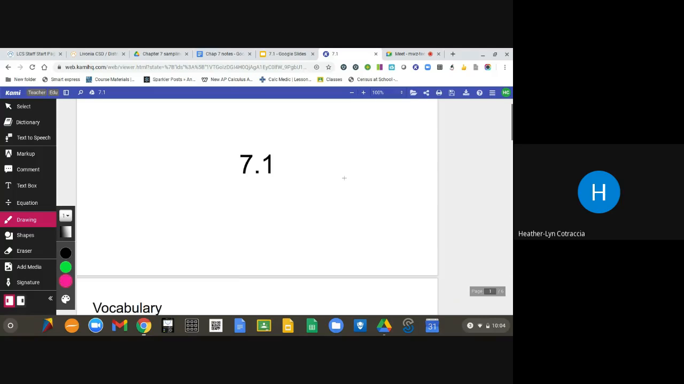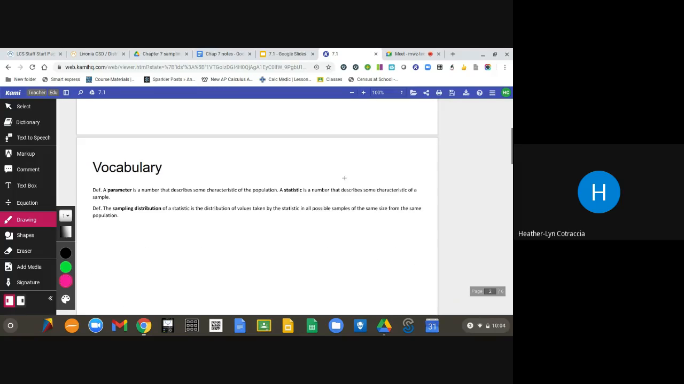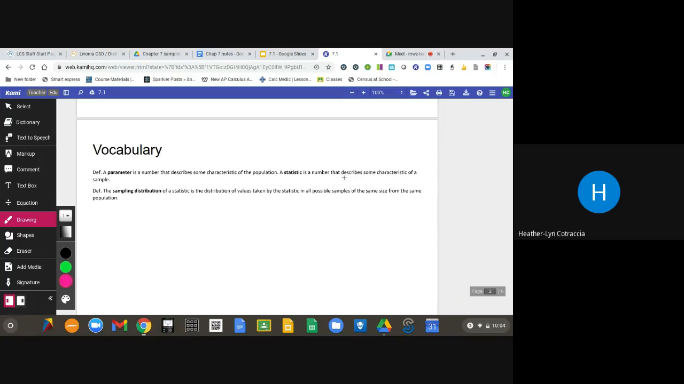So 7.1, we do need to get a couple of vocabulary words in there. A parameter is a description of a characteristic of a population, and a statistic is a number that describes a characteristic about a sample. How I like to remember that is, if you have a population and there's something you would like to know about that population, what you're trying to know about it is the parameter. Notice the P's: population goes with parameter.